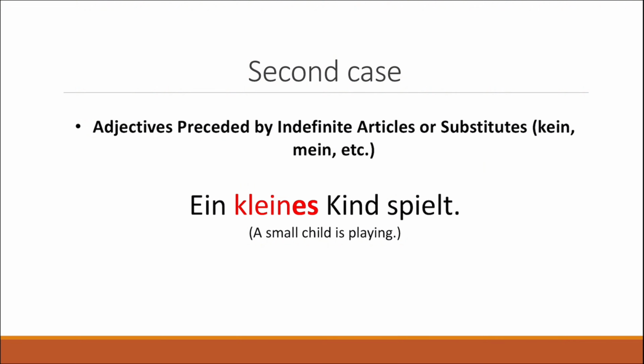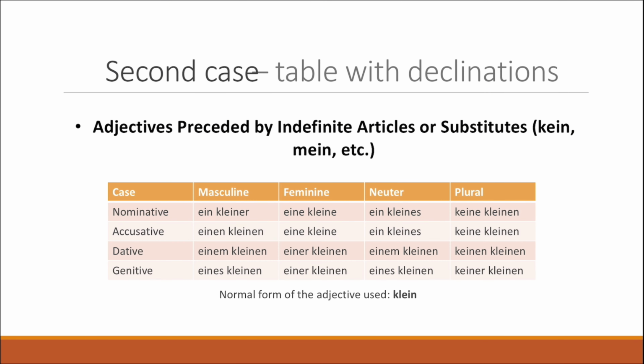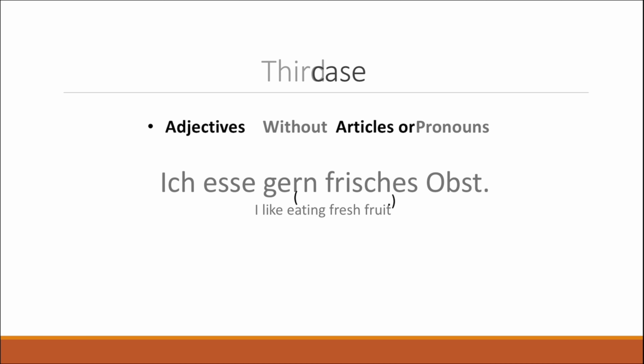The normal adjective which we would consider is klein, but in this case, because it's preceded by an indefinite article, we're going to have kleines. So we have a small ending attached to it. And this is only an example. Now, here's a table with the different declinations. So depending on the case and depending on the gender, you know how to decline klein if klein is preceded by an indefinite article, but you can use it pretty much for every adjective there is out there, as I already mentioned.